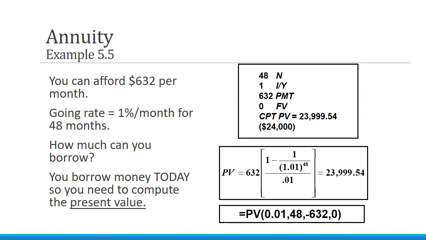This first information here is how it would be typed into a financial calculator or a scientific calculator. This here is the formula if we do everything by hand. Our rate is 1, our time periods are 48, our payment is 632, giving us a present value of approximately $24,000. Or in Excel, we have the present value with the rate of 1, time periods of 48, the payment as a negative number, 632, and 0 being at the end of the period. It's a normal annuity.